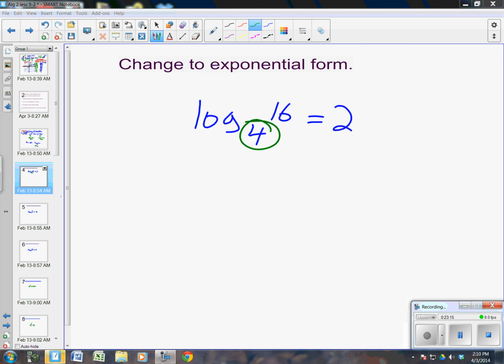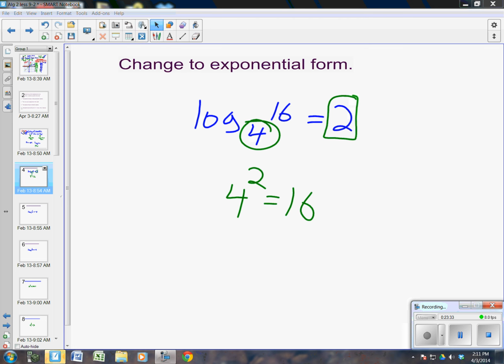Okay, here's the base, right? 4 is the base. Looks like most of you guys got it, so it's going to be the base of the exponent. The exponent is a number by itself over here in this logarithm, right? And the 16 just falls in. Is 4 squared equal 16? True, right? So we're writing it from logarithmic form to exponential form.